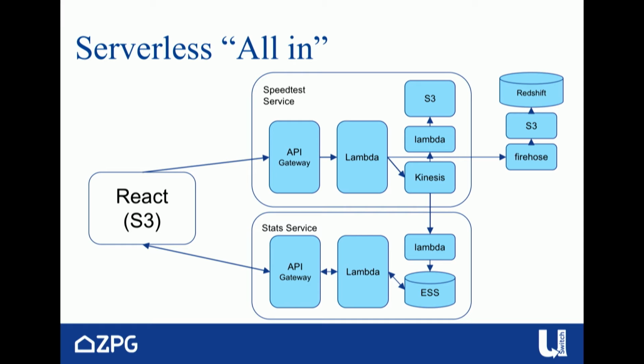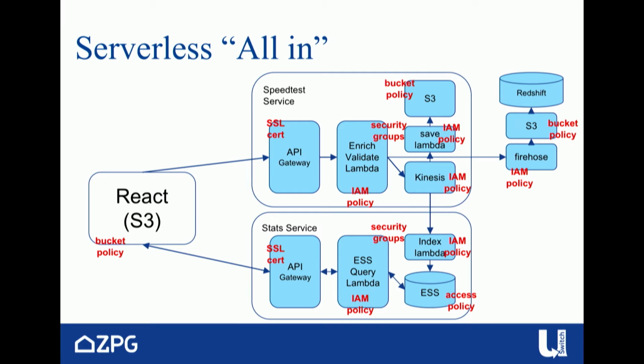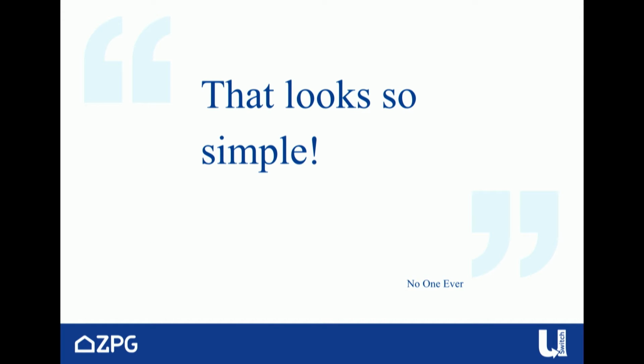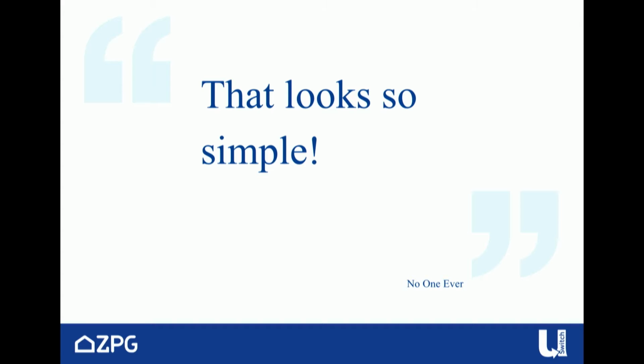So at this point, it's looking a little bit like an architect's dream, right? And then, let's not forget all the AWS security: SSL certificates, IAM role policies, bucket policies, security groups for VPC access. Now, I know what you're thinking. No one says that, except maybe product evangelists, perhaps, I don't know.